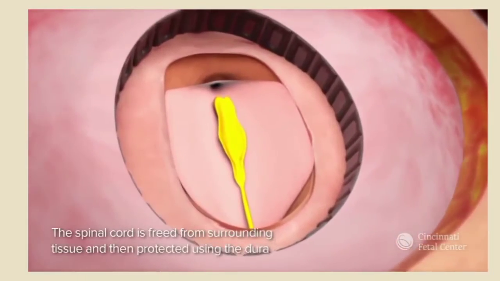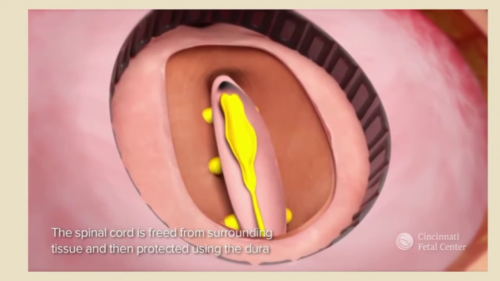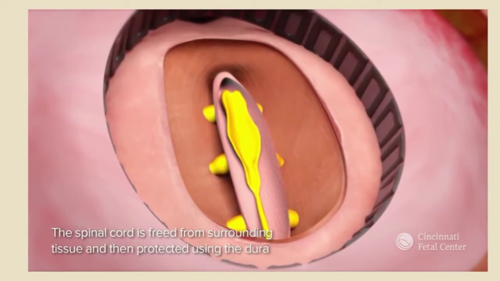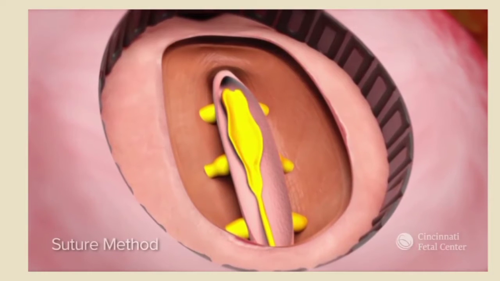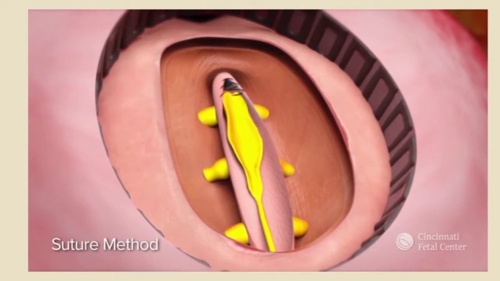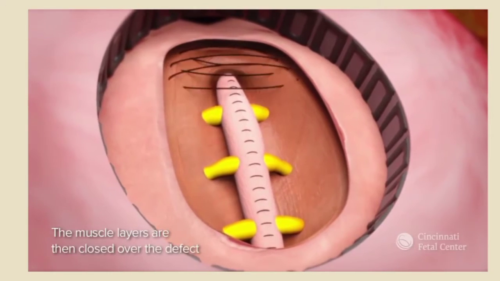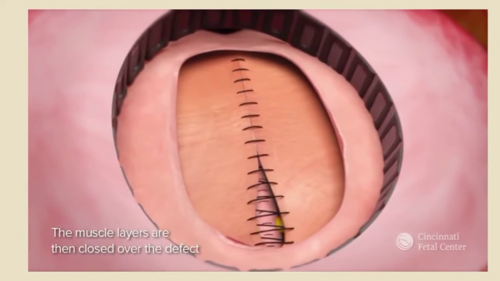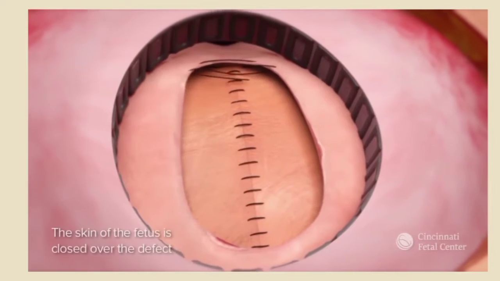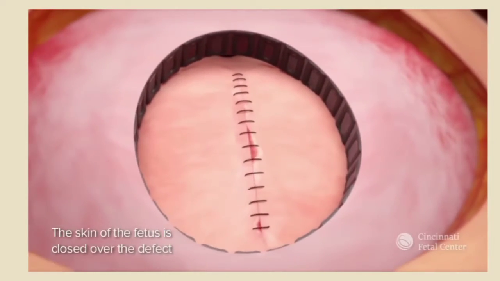Next, the spinal cord is freed from surrounding tissue before it is protected using the dura. We then close the muscle layers over the defect to further protect the spinal cord. The skin of the fetus is then closed over the defect.